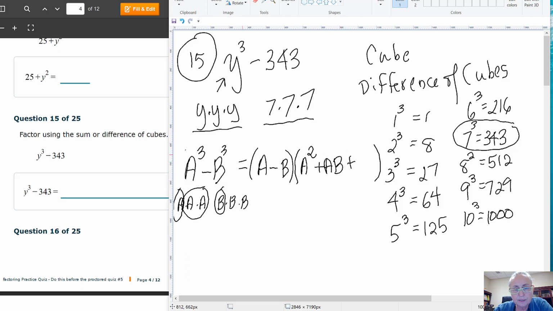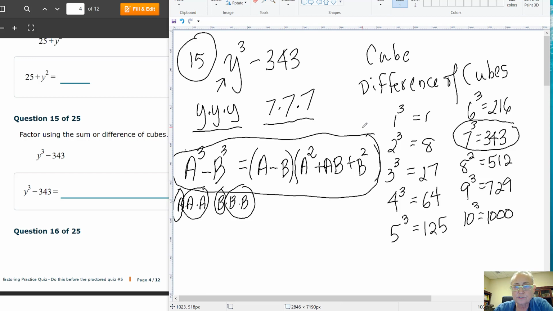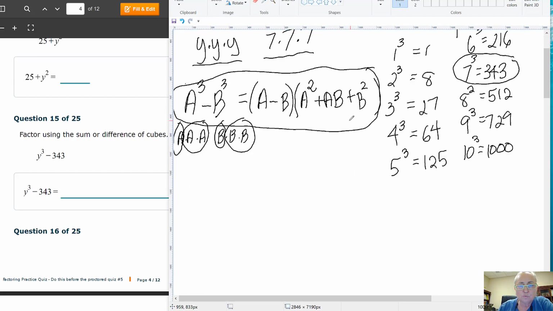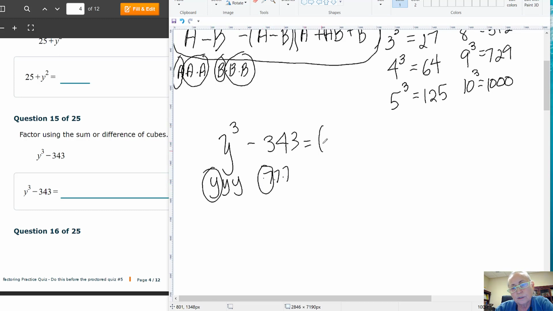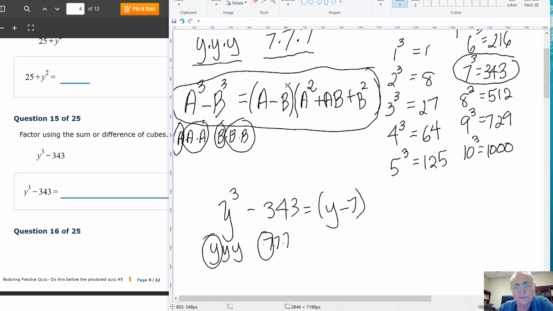On the end, a plus, and what's left over, B squared. So this is the pattern that you need to learn for the difference of cubes. Okay? So watch how I apply it to y cubed minus 343. Y cubed minus 343, where we have y, and 7 times 7 times 7. I take one of each, y minus 7. Okay? I use the same sign that I see in the problem.